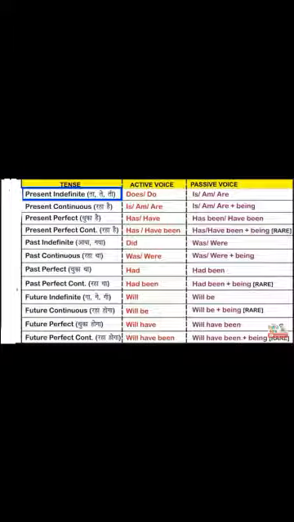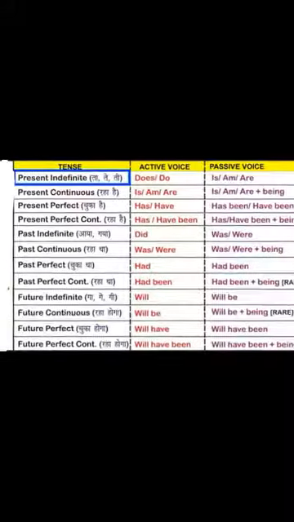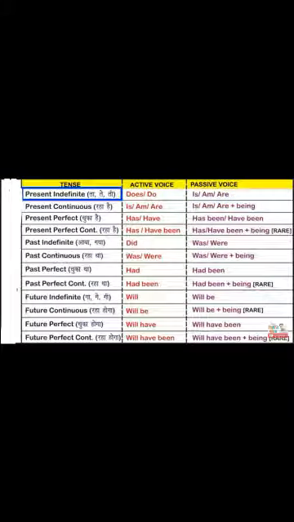Some rules are given here. When we change active to passive voice, here the tense forms, look properly. In present indefinite we also know here is the ta, te, ti, and we use in active voice do and does, and in passive voice we use is, am, are helping verbs. In present continuous, in passive voice also we use is, am, are, and when we convert it into passive voice we also use the word being.